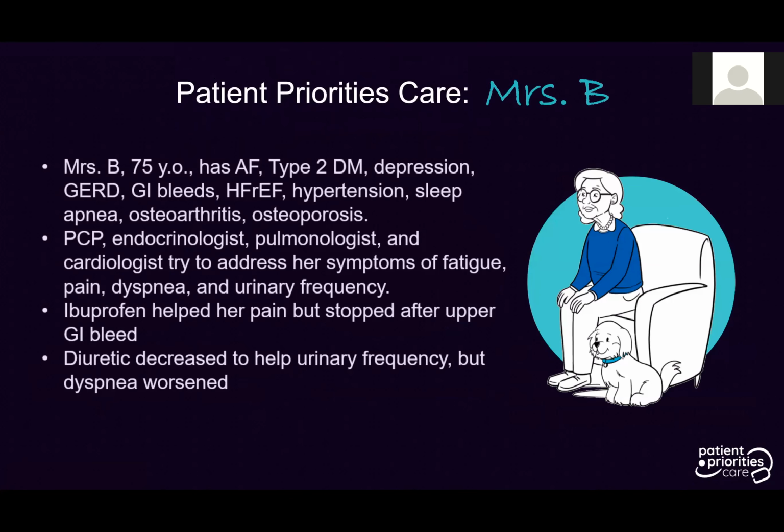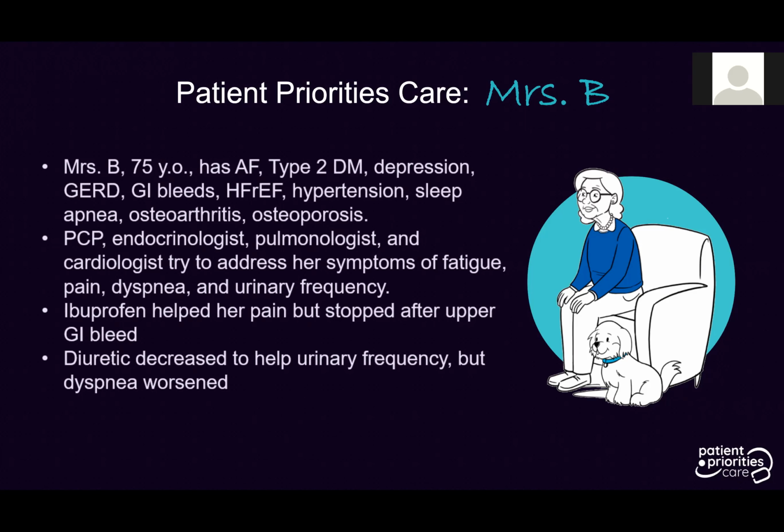Okay, so now we're going to talk about what happens for a patient who you identify as someone who would benefit from the patient priorities care process in your clinic. So we're going to go through several encounters that involve our patient here, Mrs. B. And together we'll explore how to align care for her to help her to achieve her priorities. Mrs. B is someone that we talked about in the last session, but for those of you who are joining us for the first time, we'll go over this again.